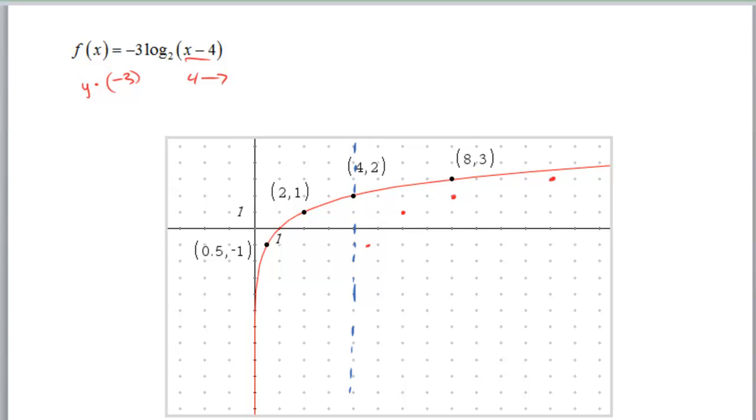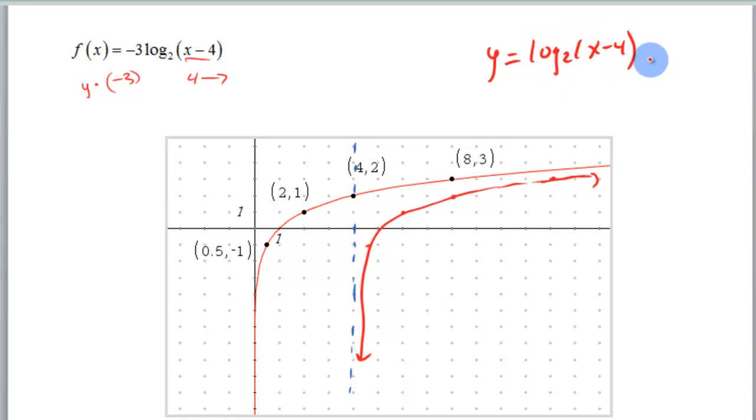Now so far, I have this graph right here in red. Nice and light. It looks like that. That's not what I want though. That's the graph of this one here, y equals log base 2 of x minus 4. Okay? I need to now multiply all the outputs by negative 3, right? Alright, well, I can use the same outputs because they're just straight across here.